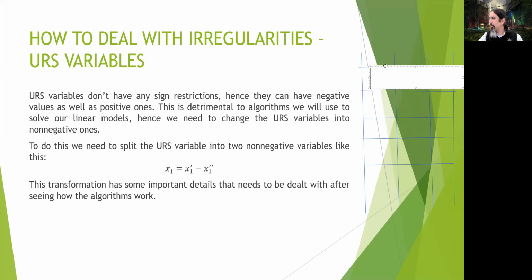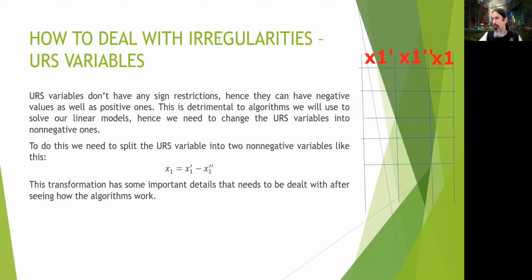So let's assume that this is x1 and this is x1, and you can have the x1 value over here as well. Now, x1 is equal to this one, x1 dash minus x1 double dash. So we are trying to find this value from these two values.